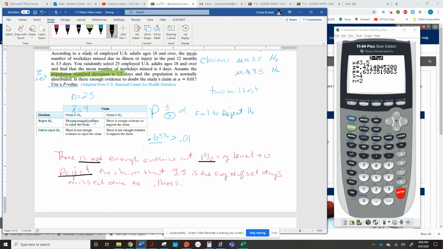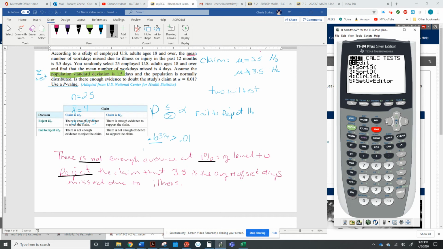Okay, I do want to show you real quick that if this had not just been use a p-value, if it had been draw the picture, then you could have gone that method. So you go to test, you go to z-test, option number 1. All of this information is going to stay in there. Oh, hold on. Did I not put in 25? Oh, clear. I may not have gotten the right answer. We'll see. I'm going to do draw this time, but it'll give us the same values.